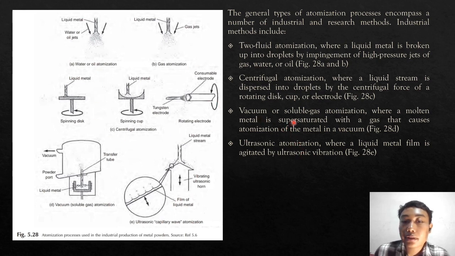Third, vacuum or soluble gas atomization, where a molten metal is supersaturated with a gas that causes atomization of the metal in the vacuum, like figure 28D, like this.